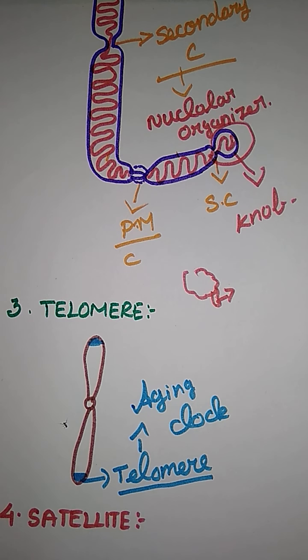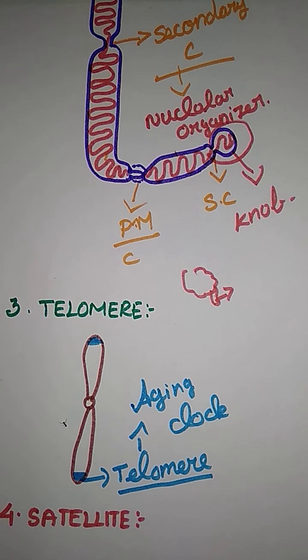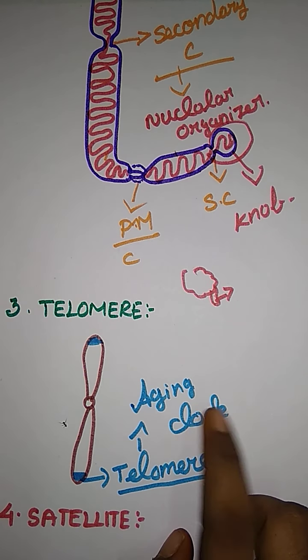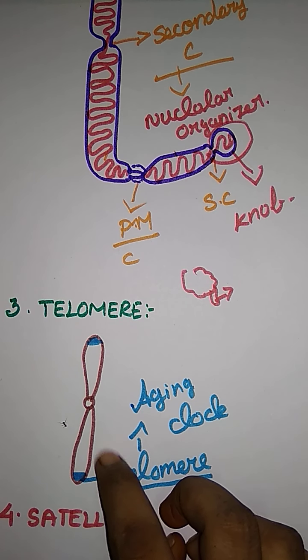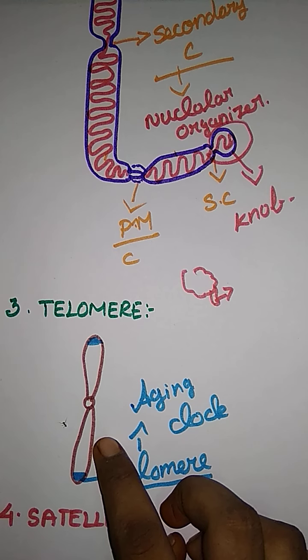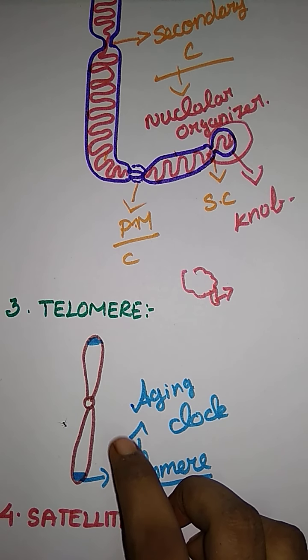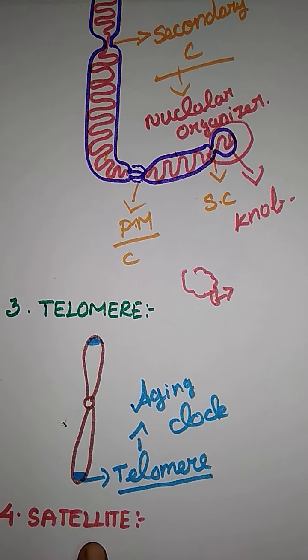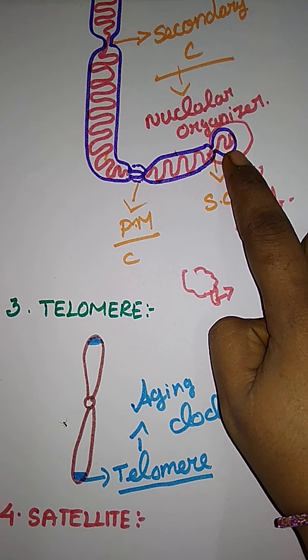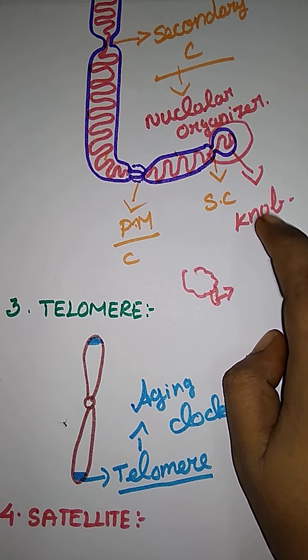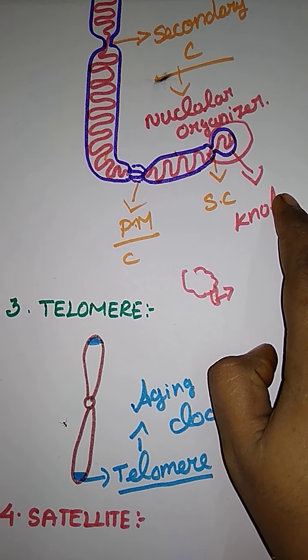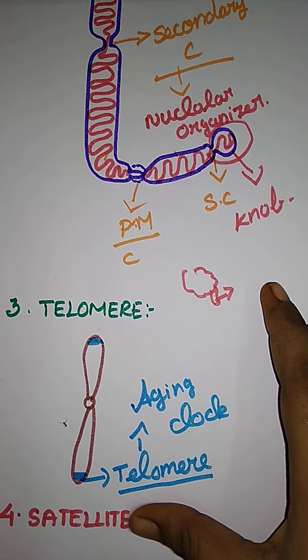Here the telomere is formed at the end of a chromosome. The telomere is also known as the aging clock of a cell. Not only that, the major function of telomeres is to maintain the stability of the chromosome and prevent joining with the adjacent chromosome. And the last one is the satellite. At the end of a chromatid, they form a knob-like swelling, a knob-like structure, like appendages. The name is satellite chromosome.